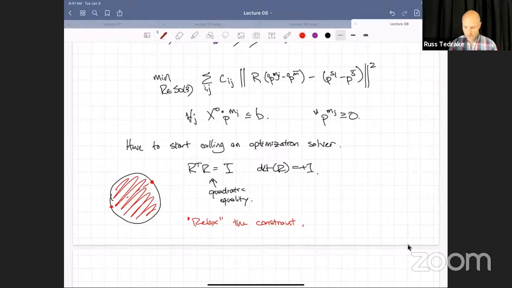And more generally, I'm going to say R is in, there's a couple different notations you could use.